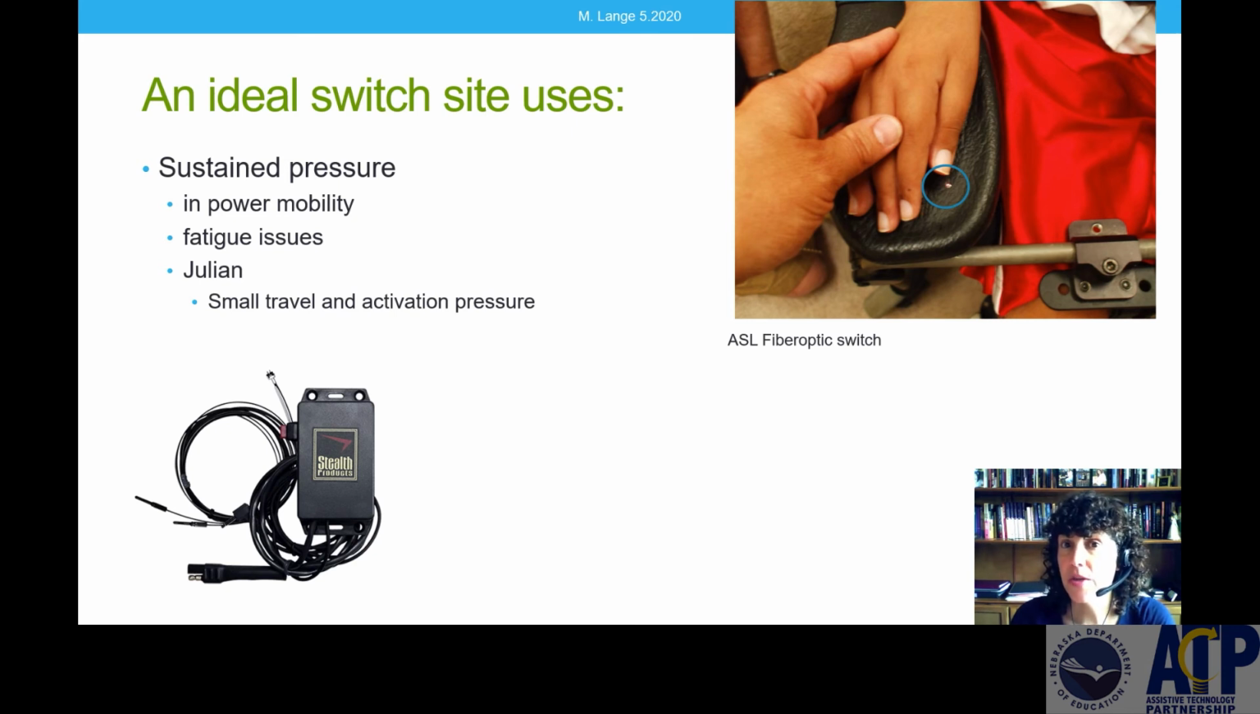So we placed something called a fiber optic switch, which again we'll talk about later in this series, right by his thumb. All he had to do was wiggle his thumb over this location and it would activate the switch. No force was required, as this is an electrical switch, and a very small distance of travel was required. This allowed us to accommodate his muscle weakness as well as lack of endurance.